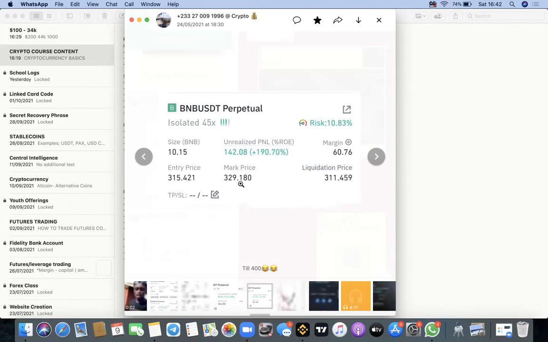Okay, and then let's check what liquidation is. When we check this liquidation, 311.459 that we see right here means that Binance will tell you that you are long, right.